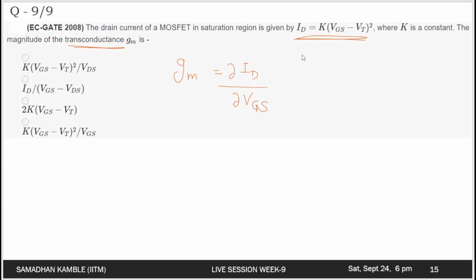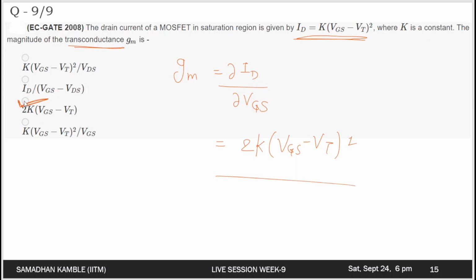I think this is quite straightforward. The ID value is given, we just need to differentiate it with respect to VGS and that will give us the transconductance GM. So let's do it, and if we differentiate it with respect to VGS, we'll simply get 2 times K, which is a constant, times VGS minus VT times its coefficient, that is 1. So 2K(VGS minus VT). So the answer for this question is this.